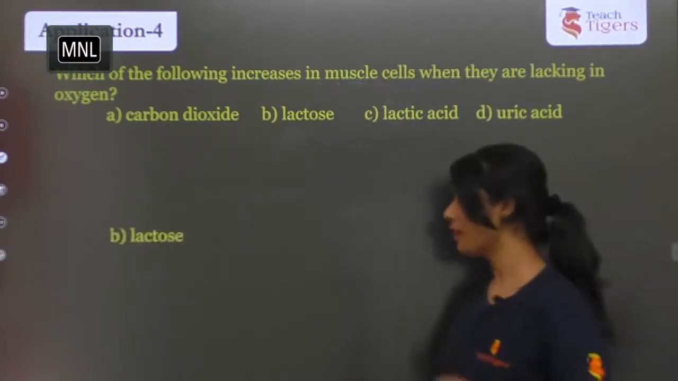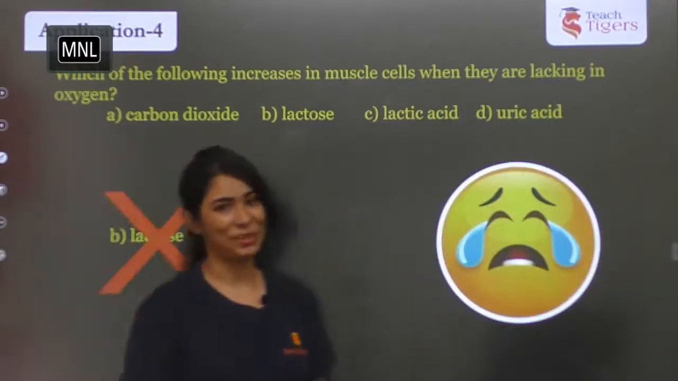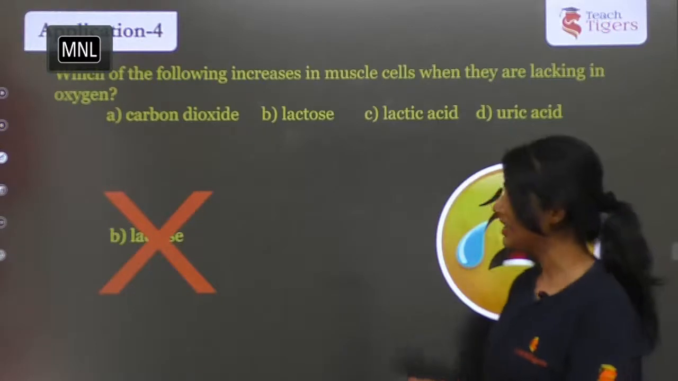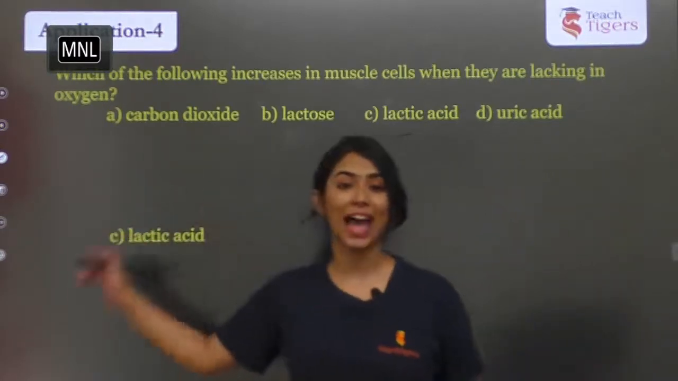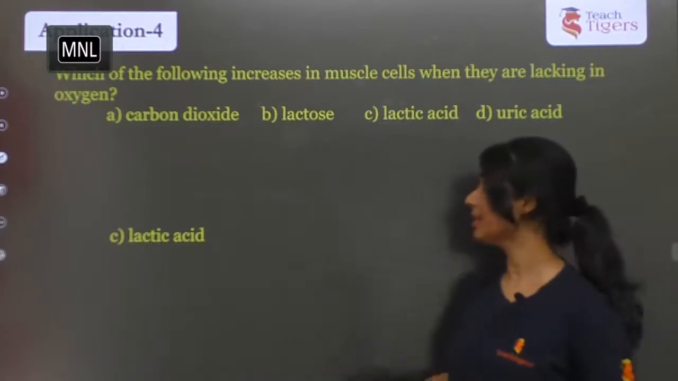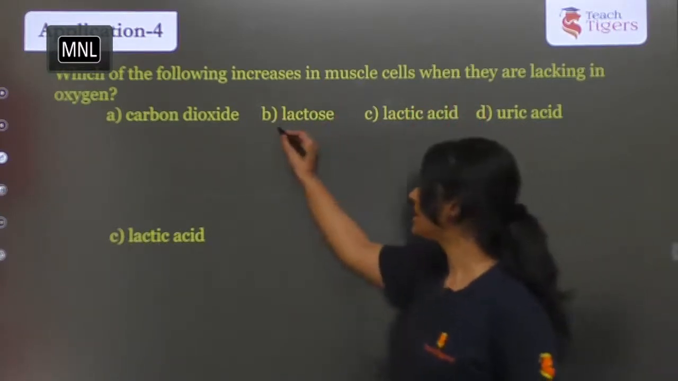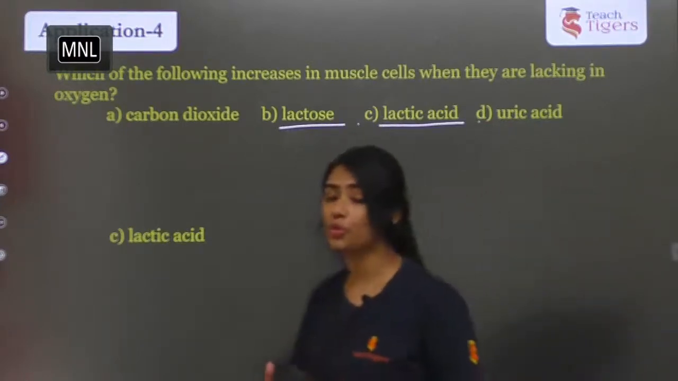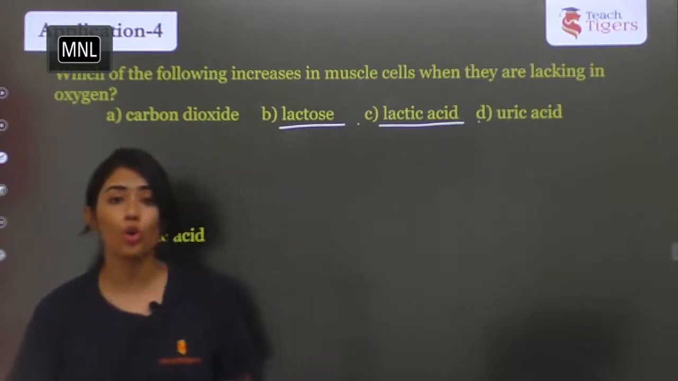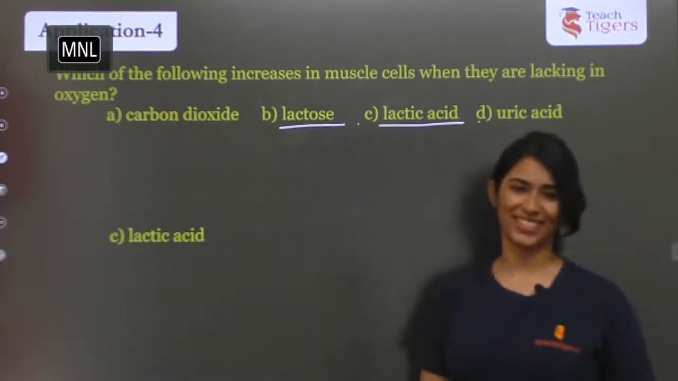Now I think most of you have written lactose, which is not the right answer. Yes? Then what do you think is the correct answer? The right answer is lactic acid. Okay, do not get confused here between lactose and lactic acid, right? Lactose is a kind of sugar, whereas lactic acid is produced by the breakdown of glucose when there is a shortage of oxygen in the muscle cells.